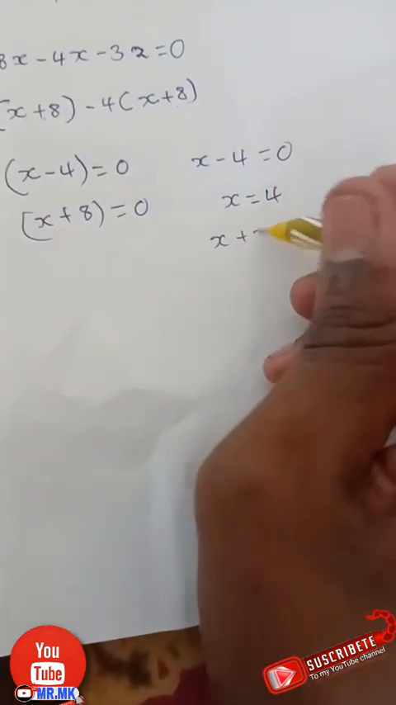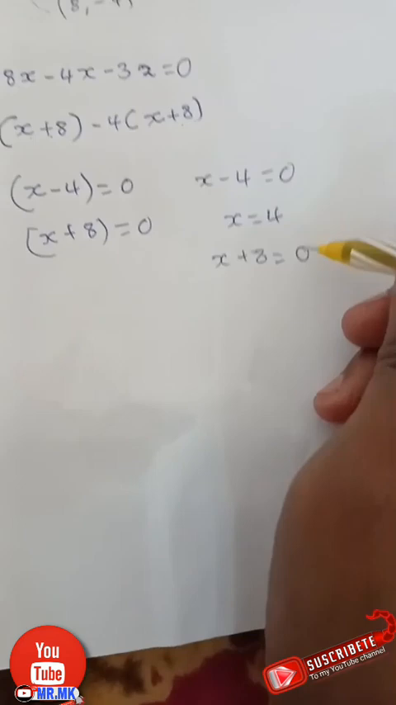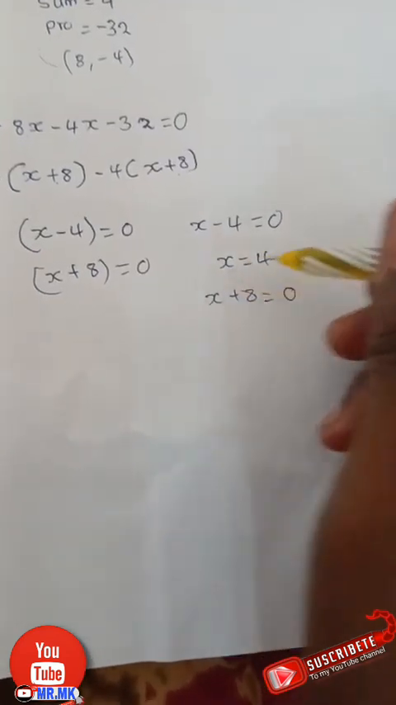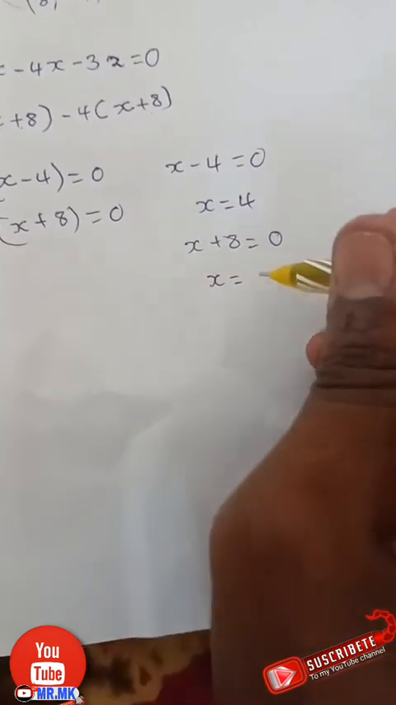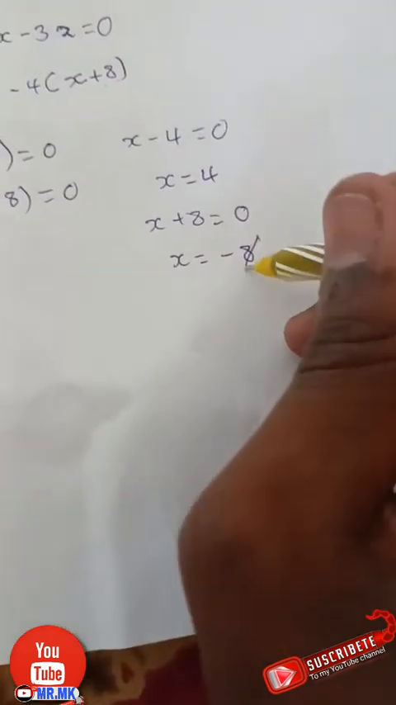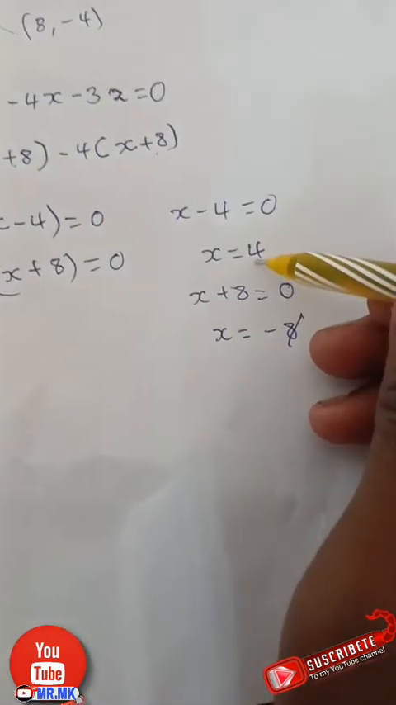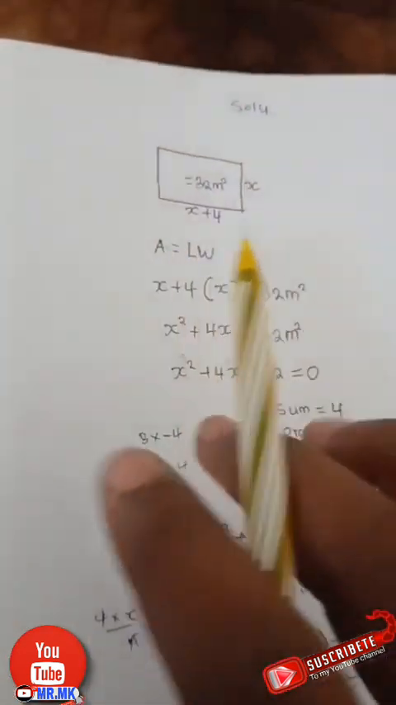Negative, when it crosses to the other side, it will be a positive. Now x will be 4. Now x plus 8 is equal to 0. Positive, if it crosses to the other side, it will be a negative. Now x will be negative 8. After you have done this, the question says find the length of the rectangle. Now you ignore the negative one. Just take the positive one to get the length of the rectangle.